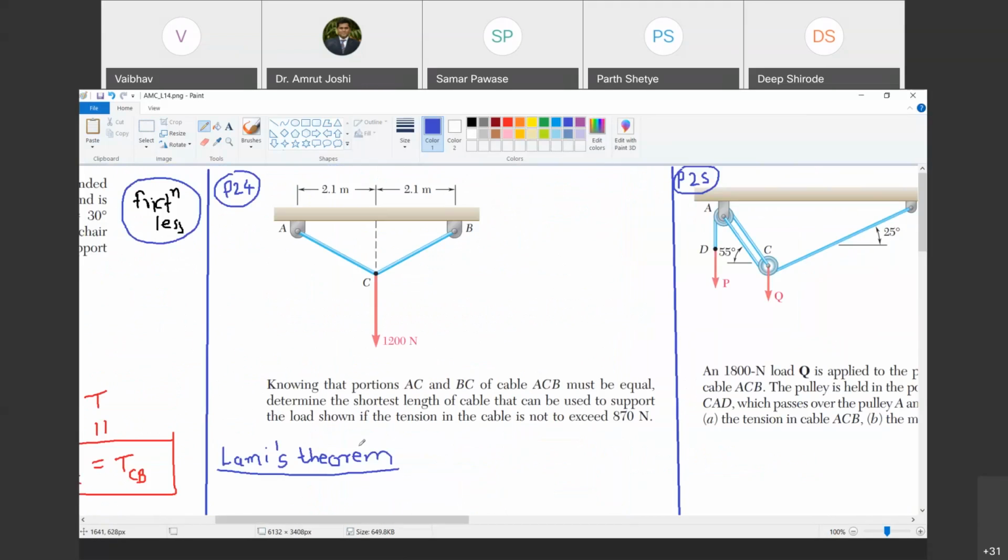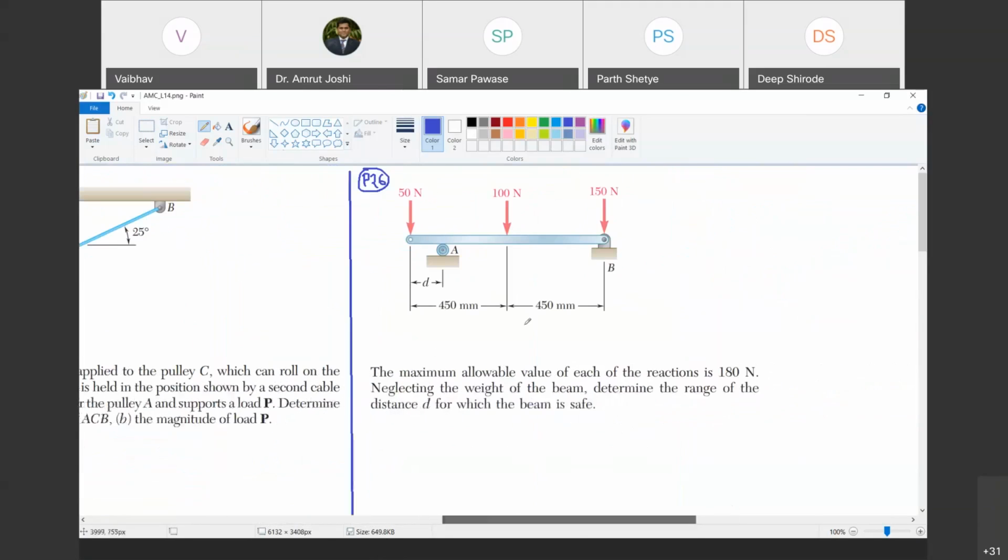So second problem requires that I should invoke something called Lami's theorem. It can be solved using the traditional way as well as Lami's theorem. So therefore we are going to delay this problem. We will solve this problem at the end. First of all, now let us start coming from the last problem. So let us solve this problem first.